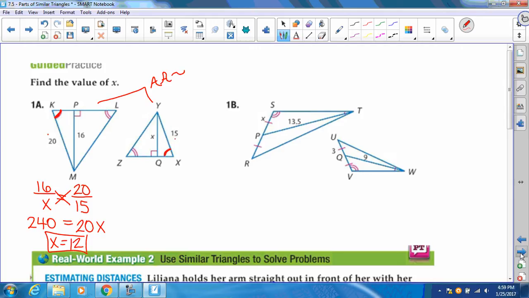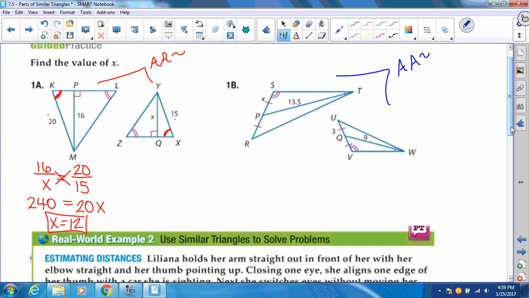Okay, and then on 1B, they're showing you two angles are congruent. So again, these triangles are similar by angle-angle similarity. Because of that, we can set up a proportion with the sides. And this is a median. So we're going to take 13.5 and put it over 9. Then that would be equal to X over 3. Since those are corresponding, it wouldn't matter, they're all going to match up. Then we're going to cross multiply.